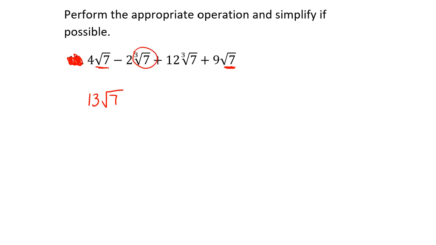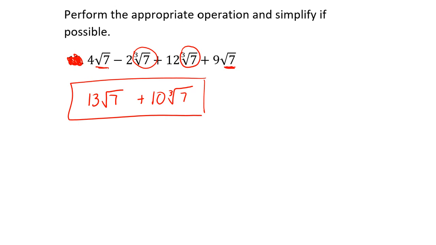Here we have the cube root of 7, cube root of 7. Those are like terms, so we're going to combine those. We have a 12 and a minus 2. That gives us 10 cube root 7. Once again, a square root of 7 and a cube root of 7 are different numbers, and we cannot combine those.